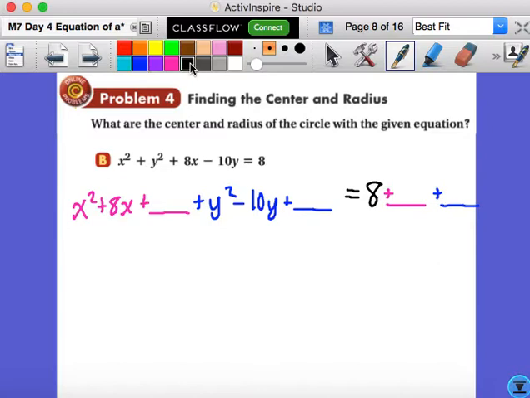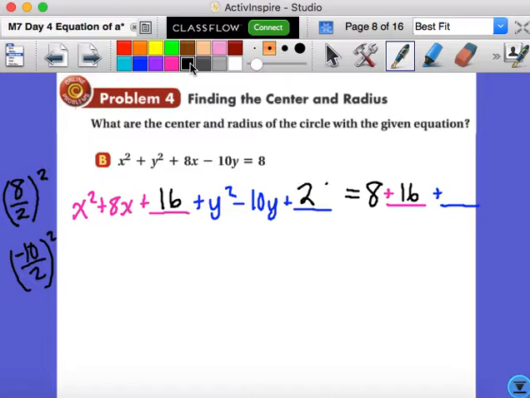So looking at the x component, remember that we want to take the b value divided by 2 and squared. So 8 divided by 2 is 4. 4 squared is 16. So to complete the square of x, I need to add 16 to both sides. For the y component, negative 10 divided by 2 is negative 5. Negative 5 squared is 25. So I'm going to add 25 to both sides to complete the square of y.